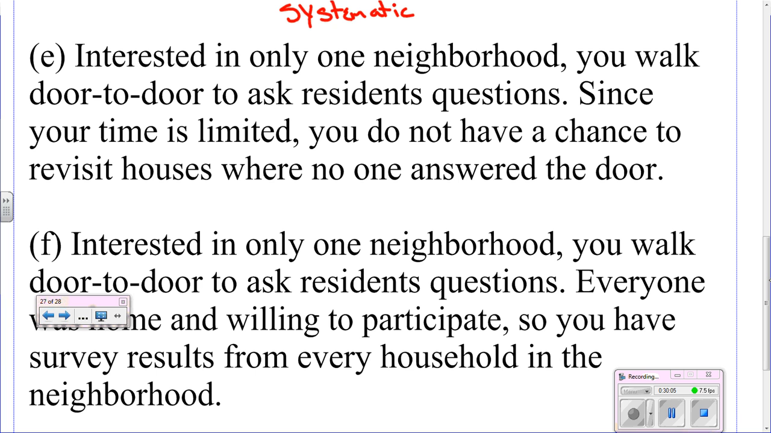Interested in only one neighborhood, you walk door to door and ask residents questions. Since your time is limited, you do not have a chance to revisit the houses where no one answered the door. Once again, this is a convenience sampling. I don't go back. I don't check to see if that person is any different or has any different thoughts. I just go with what I have right away.